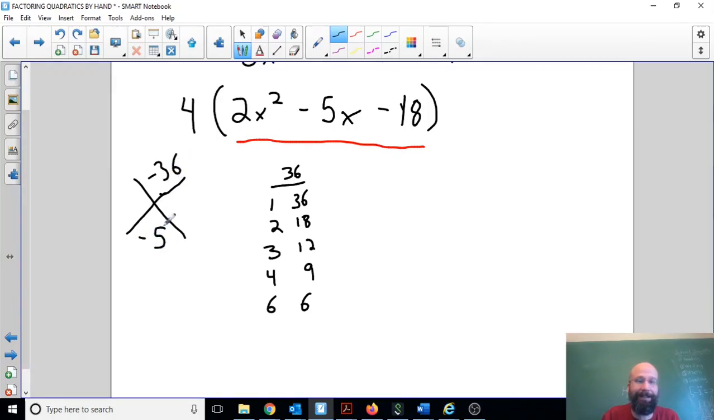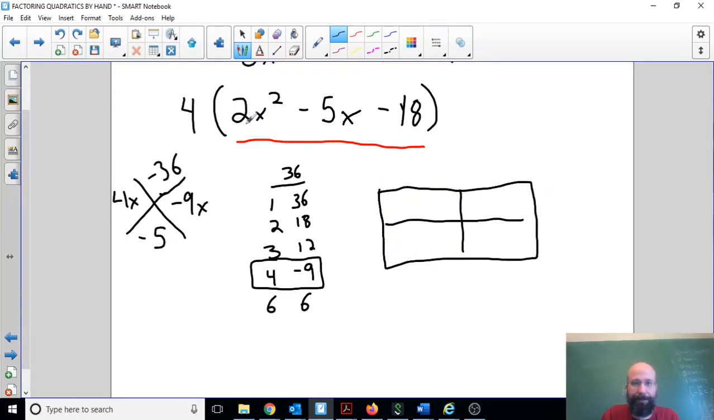Again, since it's adding to negative 5, I know the bigger number has to be negative. So if I added these, it wouldn't give me negative 5. This wouldn't, this might. So the bigger number has to be negative. So 4 plus negative 9 is negative 5. So these are the numbers that I want. 4x and negative 9x. So draw my box. This term goes here always. This last term goes here always. And the two terms I found go here.